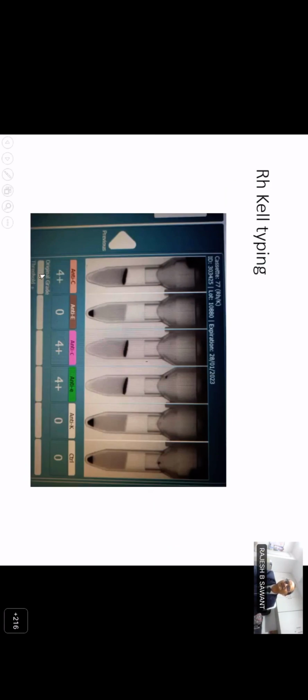The donor is C positive. Positive. And it is also showing strong reactivity to small c and small e. Correct, right? So only capital E antigen is not there, right? Not there. And also kel negative. Okay.